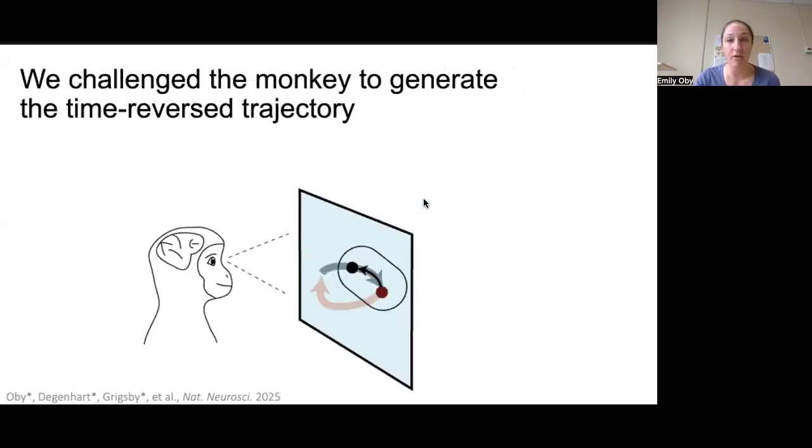So as a final test, and to really see if the monkeys could learn to produce the time reverse trajectory, we constrained the acceptable path to the target by imposing this visual boundary. So now, to successfully complete the task, the animal had to move the cursor to the target without exiting the boundary. And again, just to be super clear here, the monkeys do not see the red and the blue arrows on the screen, but they do see the targets and they do see this black boundary.